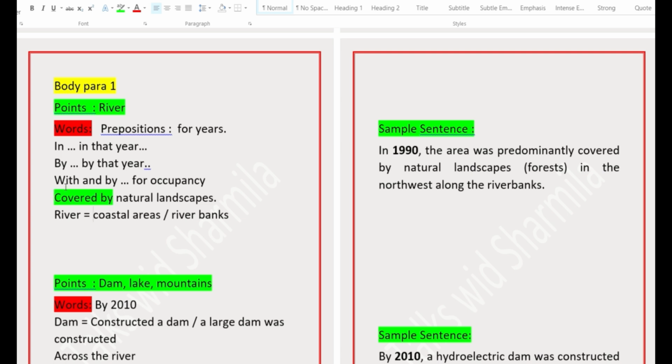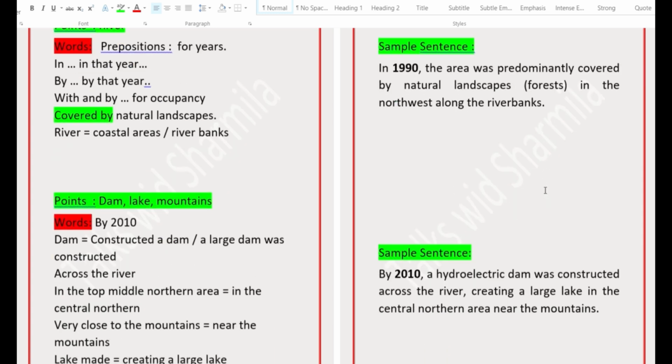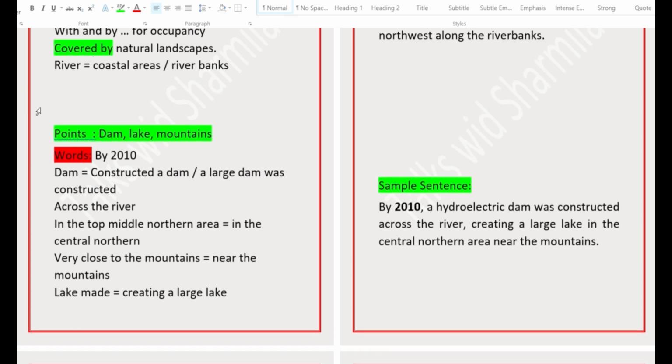We can also use the word with, but the word by sounds more formal. So the phrase is covered by natural landscapes. What were those? Forests, which we have used in the bracket here, in the northwest along the river banks. Now, point number 2. Again, quickly, here are the notes and here is our sample answer.